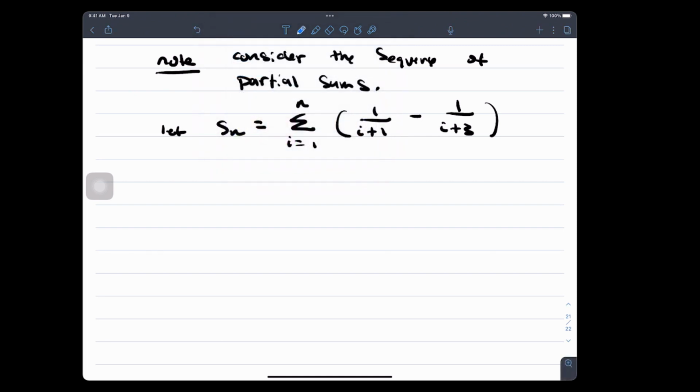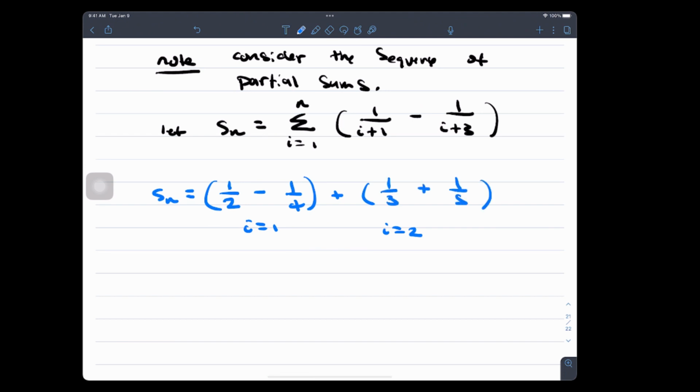What does that mean? What are the terms? What's the first n terms? Well, when i is 1, what do we get? We get 1/2, ladies and gentlemen, minus 1/4. That happens when i is 1 because we changed the index here. Now plus, what happens when i is 2? We get 1/3 plus 1/5, if you guys notice that.